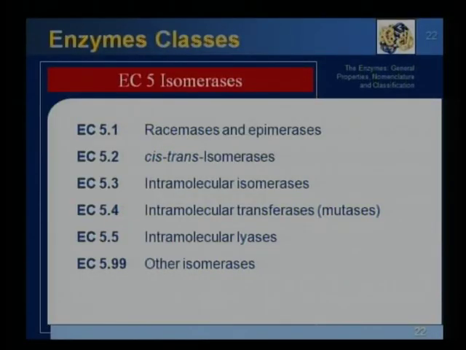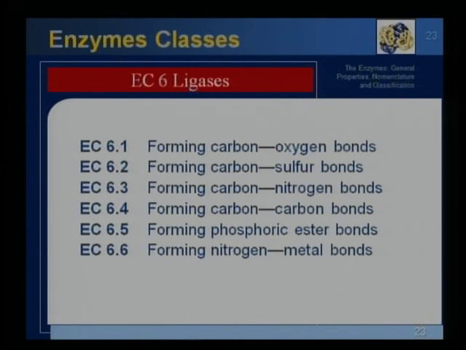First one, 5.1, that is racemases and epimerases. Then, as sir has discussed this particular example in detail, that is cis-trans isomerases, where cis and trans positions can be gained by the action of the enzymes, that can be denoted as EC 5.2. 5.5 is intramolecular lyases, and if it is EC 5.99, then some other isomerases can be there. So that is the group we have discussed, that is isomerases.